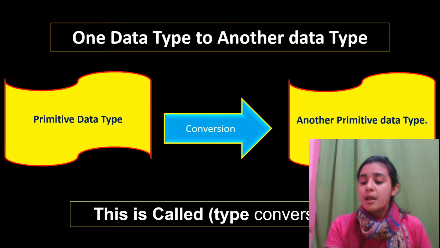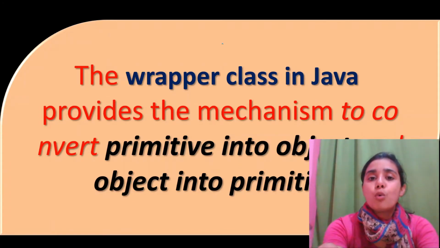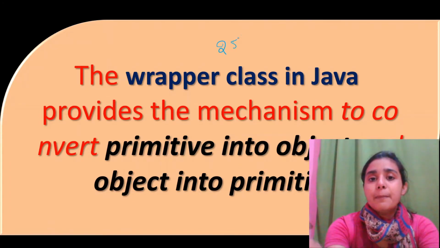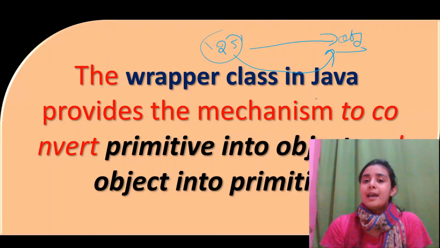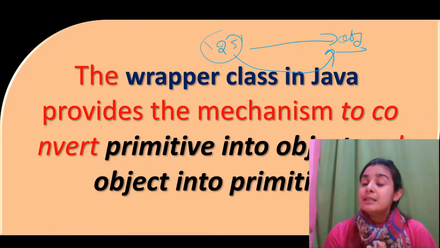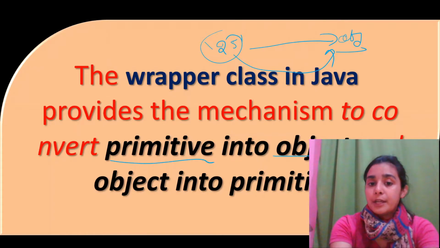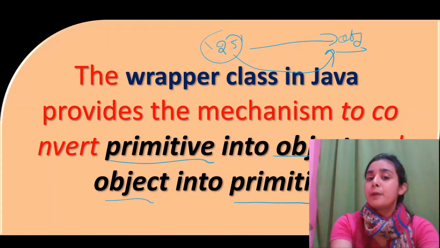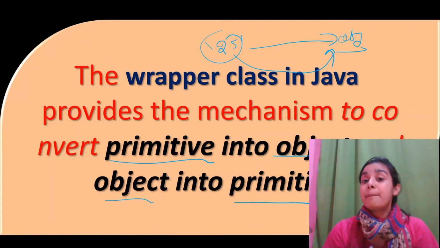That's fine. But what if I want to convert this primitive into an object, non-primitive? Primitive data type into object. For that, what do we have to use? We have to use the wrapper classes. Primitive into object and object into primitive. For that we are using the wrapper class.